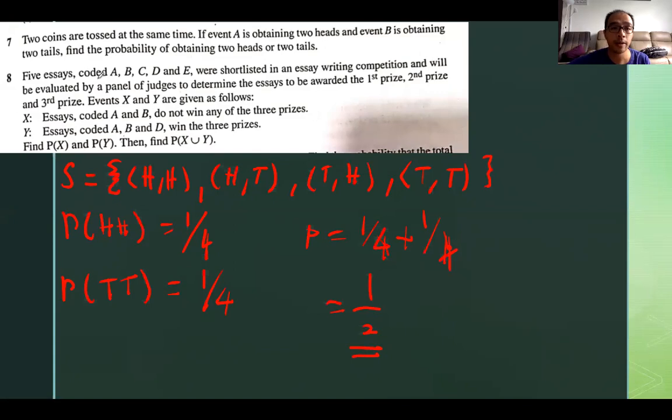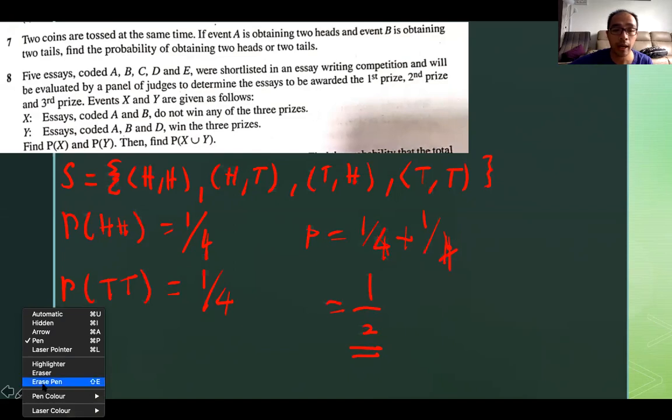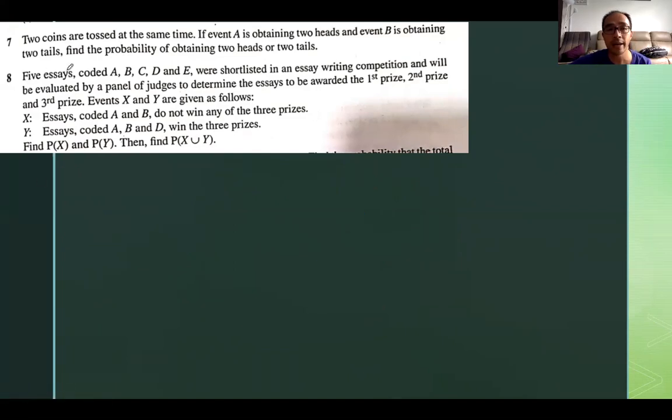All right. Now let's take a look at question 8. Now question 8 is a little bit tricky. Okay, but we see how it goes now. So 5 essays coded A, B, C, D, E were shortlisted in an essay writing competition and will be evaluated by a panel of judges to determine the essays to be awarded first prize, second prize, and third prize. So events X and Y are given as follows. X is essays coded A and B do not win any of the 3 prizes, which is C, D, and E. Y is essays coded A, B, and D win the 3 prizes.